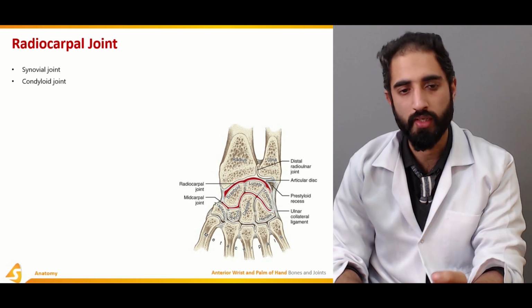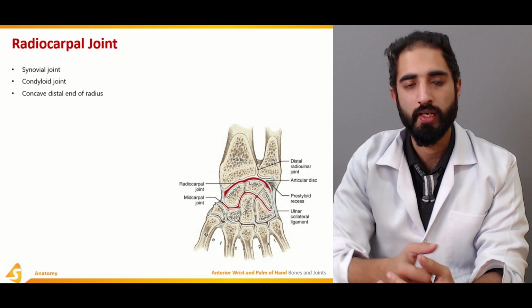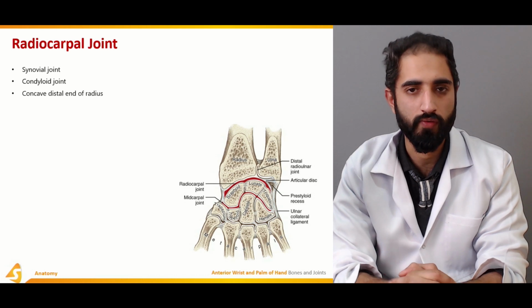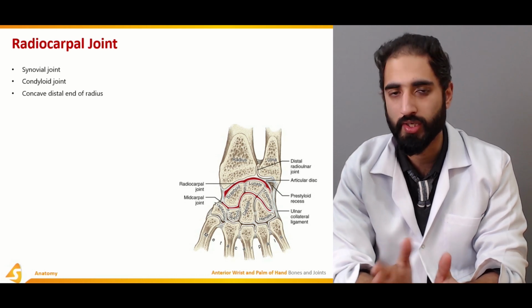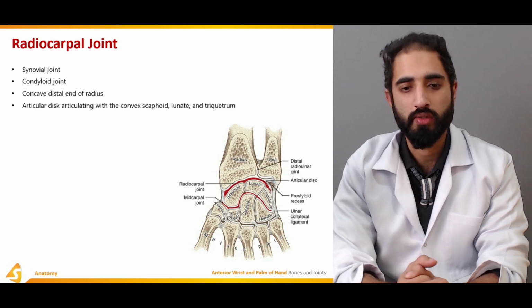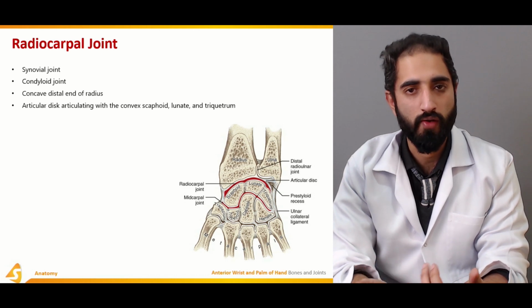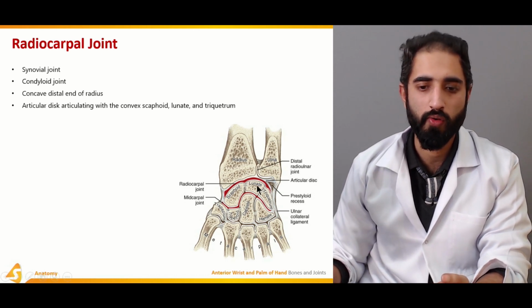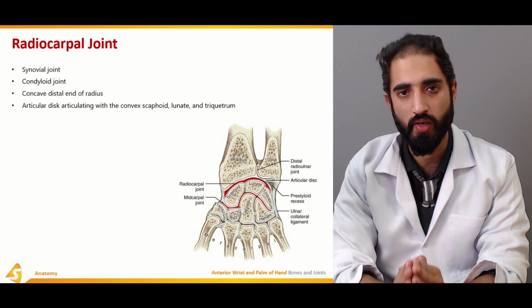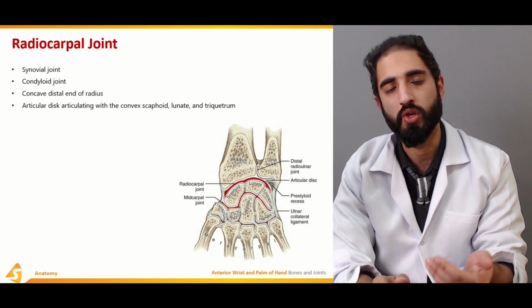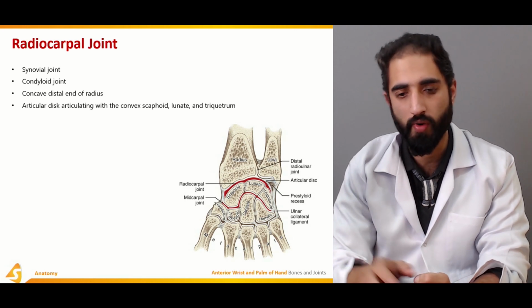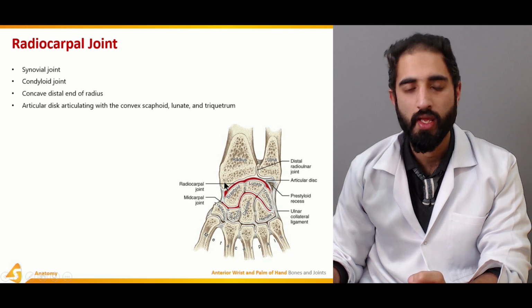And according to the structure, it is actually a condyloid joint, and it is such a joint in which the concave distal end of the radius is the concave bony partner, and the articulating disc articulates with the convex scaphoid, lunate and triquetrum. So this proximal carpal row of the scaphoid, lunate and triquetrum, except for the pisiform, does not participate directly in this joint. So scaphoid, lunate and triquetrum actually behave as a single unit, and they behave as a convex bony partner, as you can see here. This is convex and this is concave.